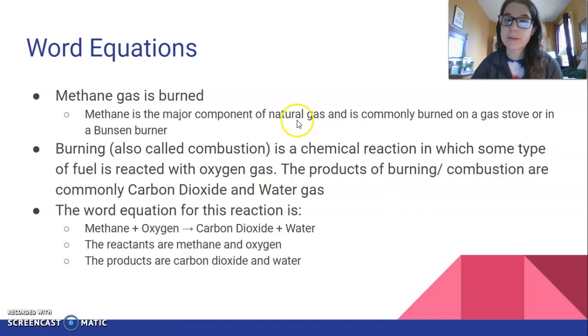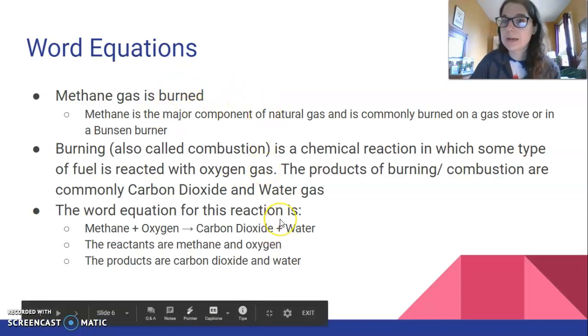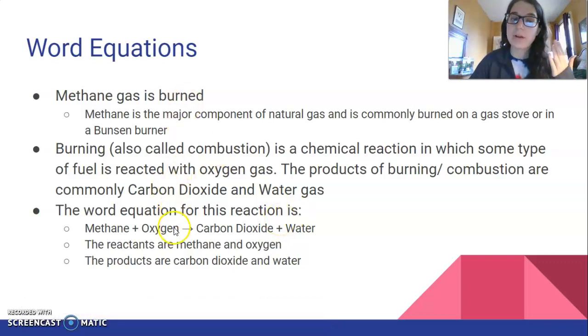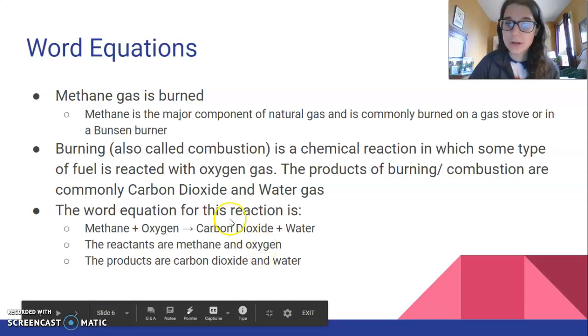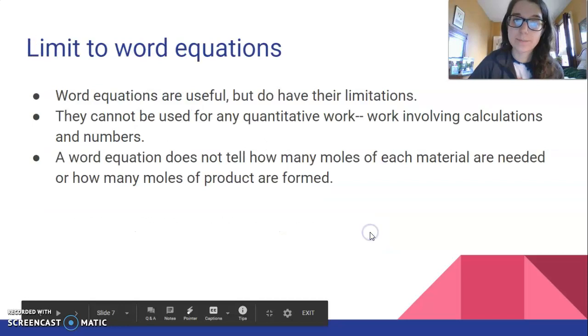So the word equation for when methane gas is burned is methane plus oxygen yields carbon dioxide and water. Even though they didn't give me all that information in the sentence, I know from the word burned, combustion, that carbon dioxide and water are getting made, and that it burns in the presence of oxygen, so oxygen is a reactant. Even though they only mention methane, you can fill in the blanks for different equations. The reactants, what you start with, are methane and oxygen, and the products, what you end with, are carbon dioxide and water.